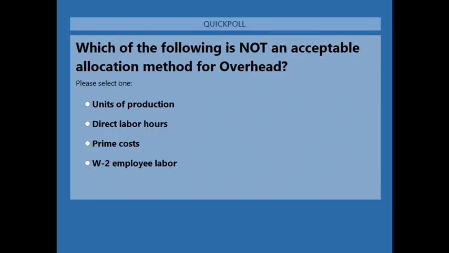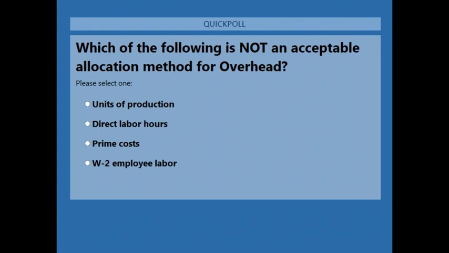Okay, which of the following is not an acceptable allocation method for overhead? And there were quite a few allocation methods that were acceptable that you had discussed. Yeah, we had 6 of them in there actually. So let's see how the responses are coming in. We have about 60% of the audience has voted.